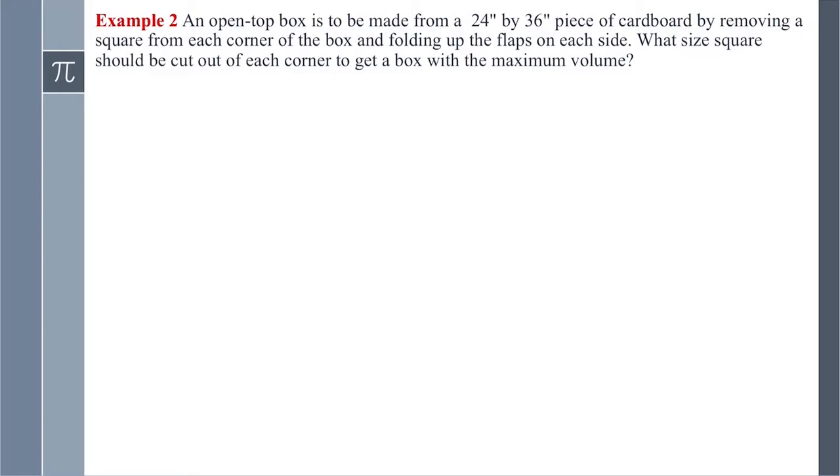Let's look at another example. An open top box is to be made from a 24-inch by 36-inch piece of cardboard. So what we are doing here, this is the dimension, okay? So we have a cardboard. So let's draw that.